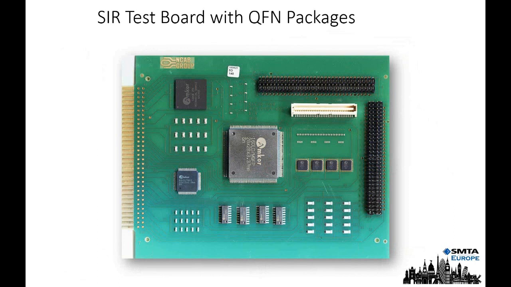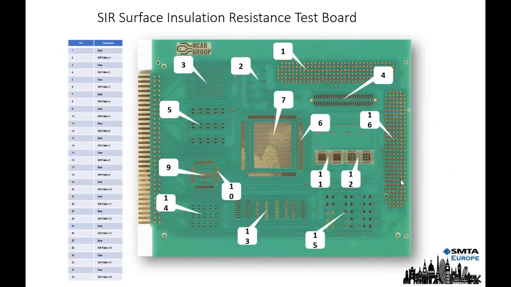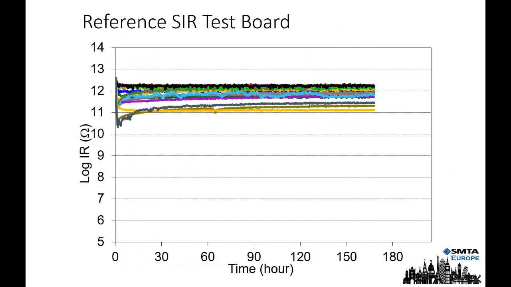And you'll notice that also we've got selective soldering locations on this particular printed circuit board. For those of you not familiar with the pattern, you can see the other areas of SIR points of measurement highlighted here, and again documented on the side. But for those of you who are familiar with this test pattern, then it will be quite obvious to you, apart from the addition of the QFN packages.